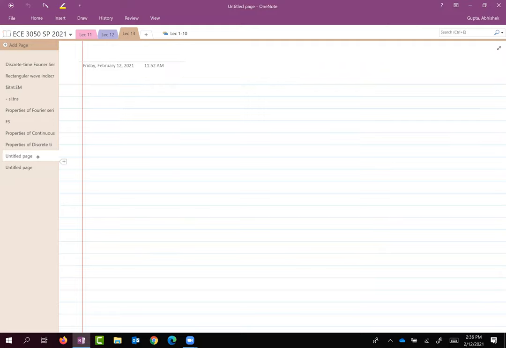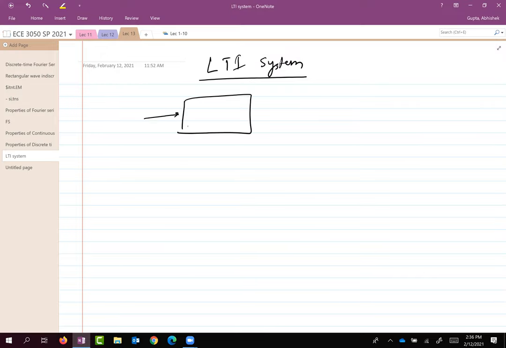Now let's go back to our discussion about the LTI system. Remember, we had started our discussion about chapter 3 with this particular figure.